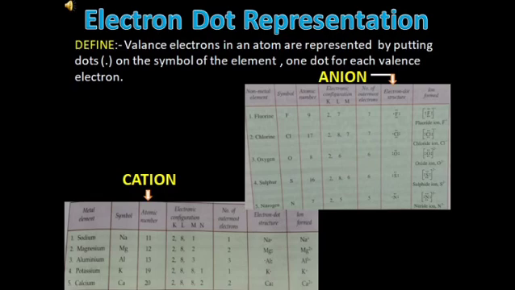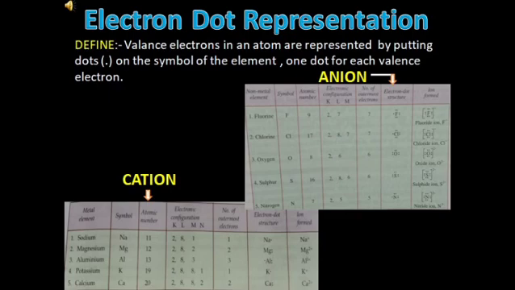Now let us take an example. First of all, let's talk about cation. Sodium is there, its atomic number is 11, its electronic configuration would be 2, 8, 1. So it is easier to lose one electron rather than gaining 7 electrons to achieve inert gas configuration or to become stable. So it will lose one electron and will become Na positive, and its electron dot representation would be Na dot.